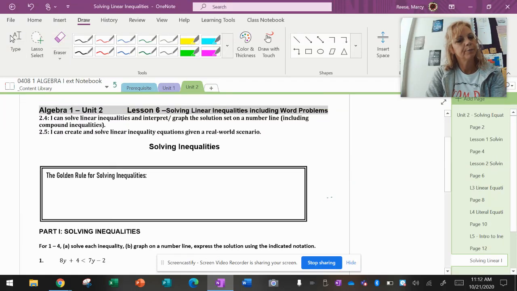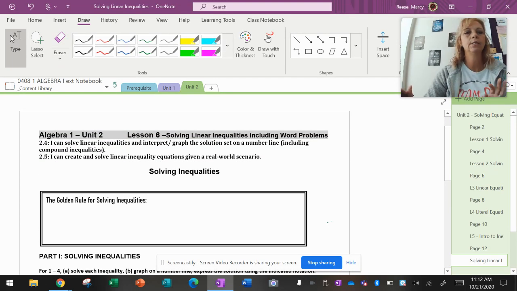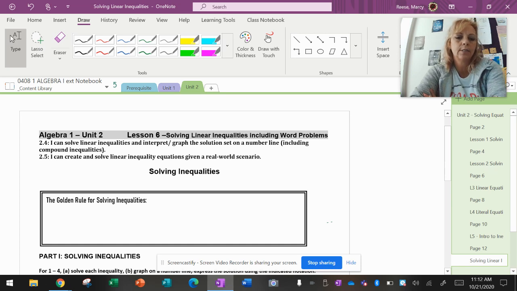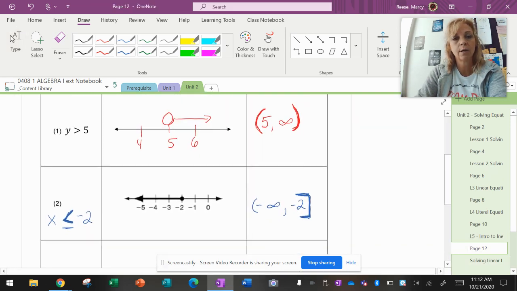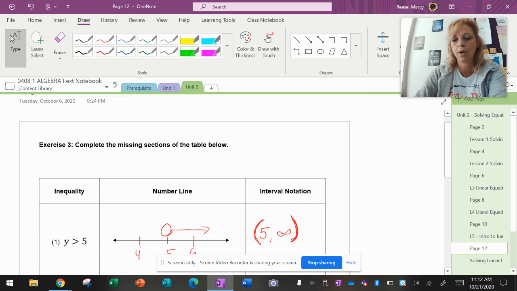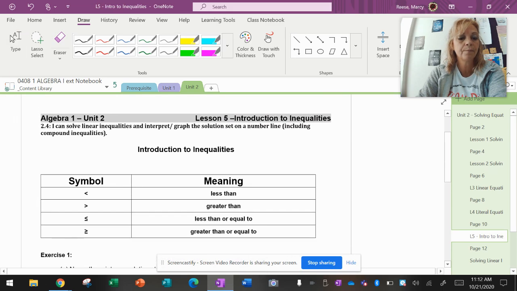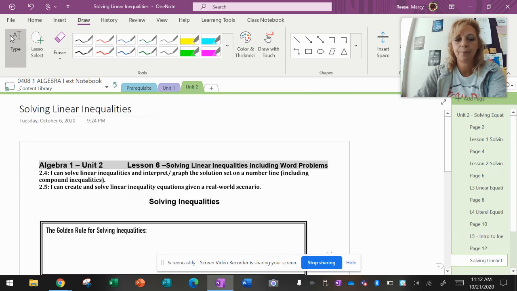Hello, ladies and gentlemen. We are doing lesson 6 for Algebra Extended, Unit 2, lesson 6. We're going to be solving linear inequalities, including word problems. When you met me last, we did some basic inequalities, looking at greater than, less than, greater than or equal to, or less than or equal to, all those symbols from lesson 5.